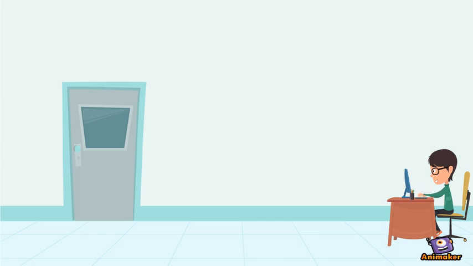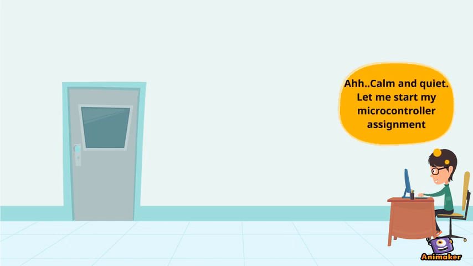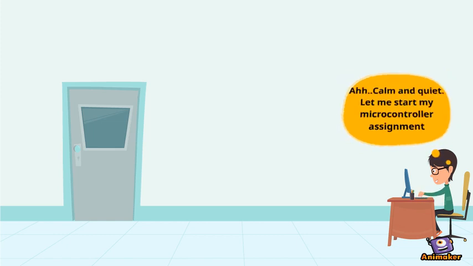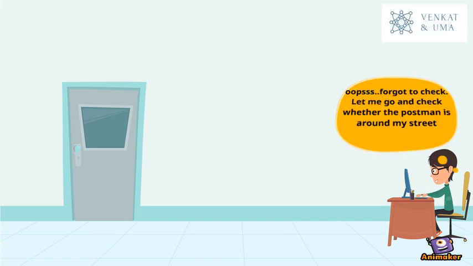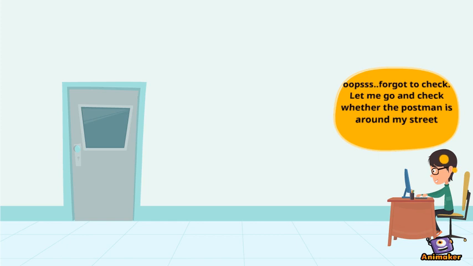This is X. Today, he has two important jobs: to complete his assignment and, without fail, receive the important letter for his dad. Remember, the calling bell is not working.